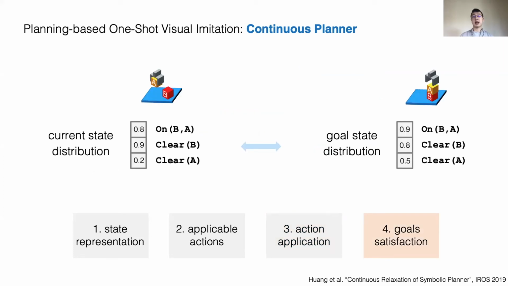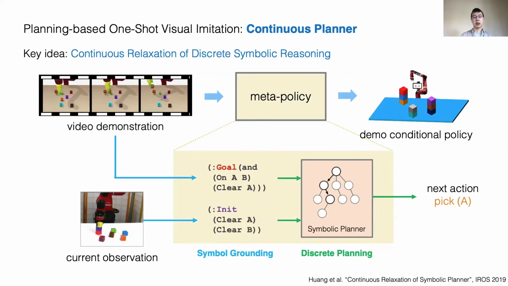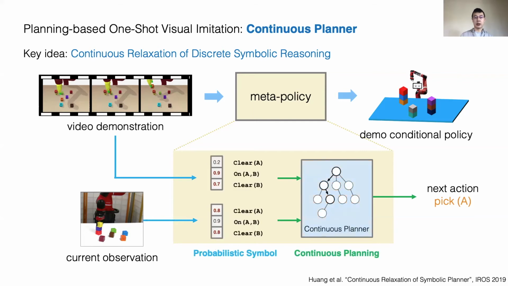And finally, we have to check whether a state satisfies the goal or not. Rather than matching the predicates one by one with a goal specification, we can instead use some distance metrics to measure the distance between these two probabilistic distributions. So with these four steps of continuous relaxation of a discrete planner, we can now replace the symbolic planner used in our planning-based visual imitation learning models with this newly baked continuous planner that can directly work with probabilistic symbols. And these probabilistic symbols are predicted from the visual observation and also video demonstrations.